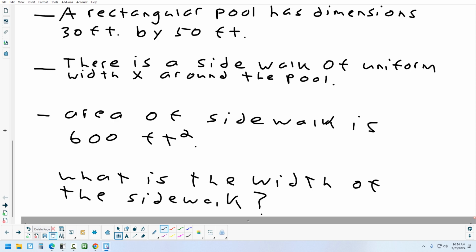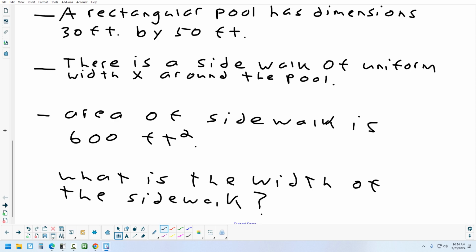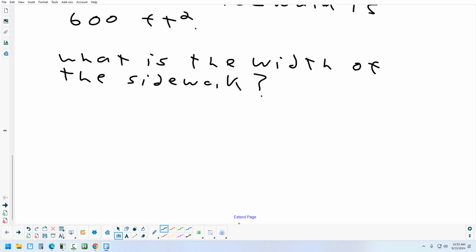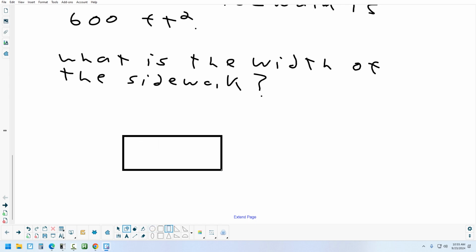Yeah, draw a rectangle. Yeah, I would draw a picture, okay, because the picture is going to really help to see what's happening. So what we have is a pool. That's a rectangle. So the pool is going to look something like that. And then we have a sidewalk around the pool. So it's like we have a little border around the pool, and that's my sidewalk.